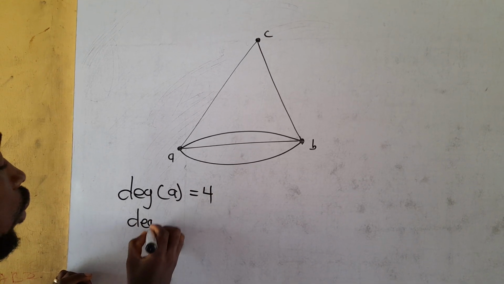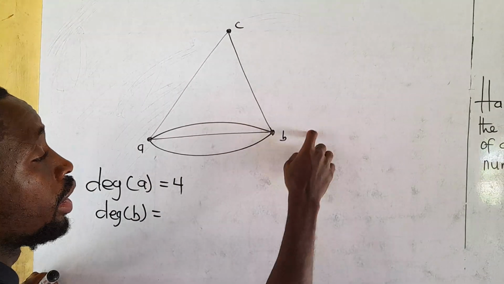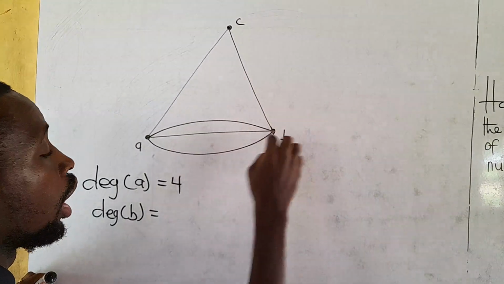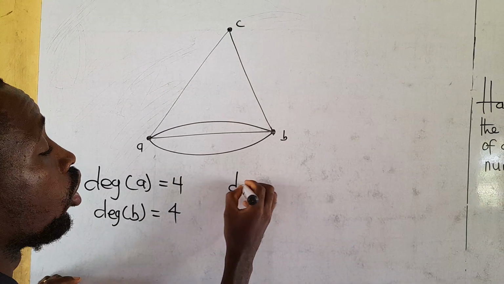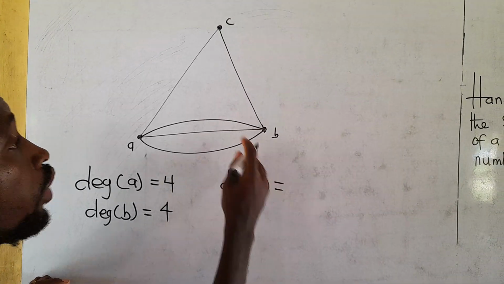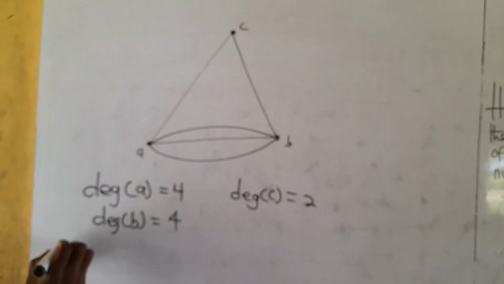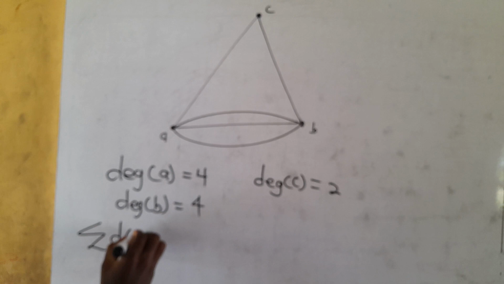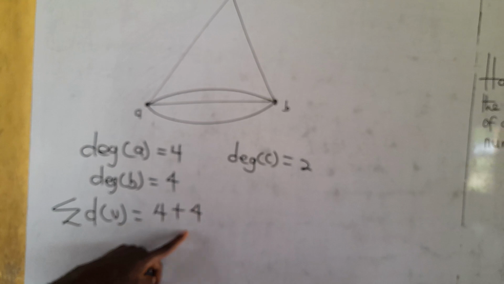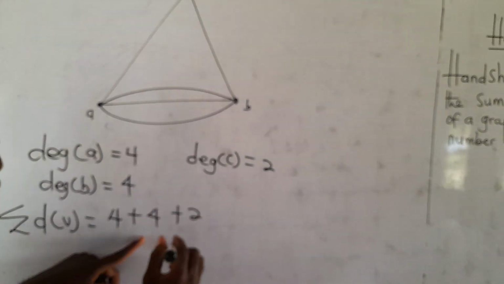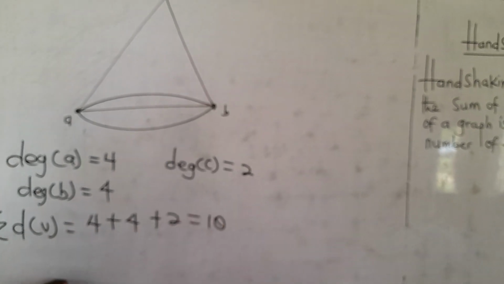Now let's find the degree of the vertex B. How many edges are incident on the vertex B? That's 1, 2, 3, and this is the fourth one. So we say the degree of the vertex B is 4. Now let's find the degree of the vertex C. How many edges are incident on the vertex C? That's 2. So the total of the degrees of all the vertices is the degree of the vertex A plus the degree of the vertex B plus the degree of the vertex C. That gives us 4 plus 4 plus 2, and that's 10.